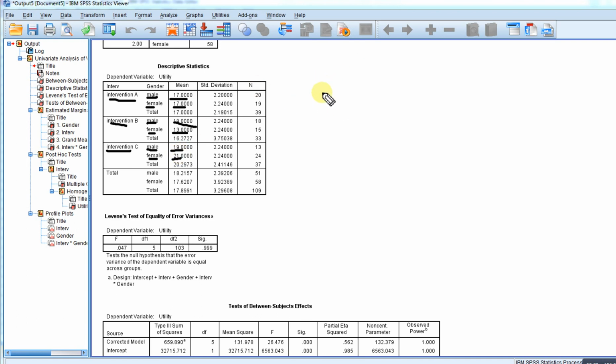So basically you have 6 cell means, and the number of cells is just calculated as the number of levels for the first independent variable times the number of levels for the second. So we had 3 levels for intervention, and we had 2 levels for gender, which is our second independent variable. So that gives us 6 cells. So we have 6 cell means that would be compared when we're studying the interaction effect.